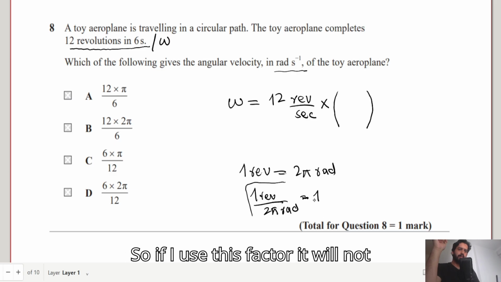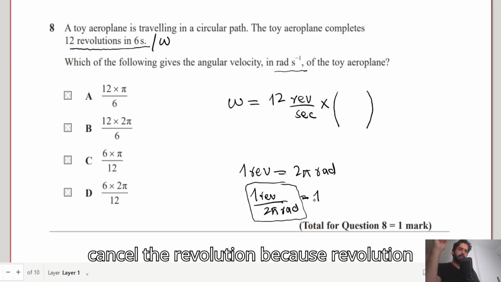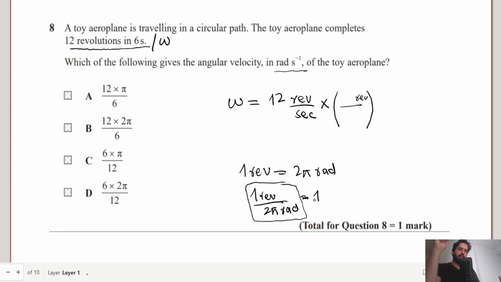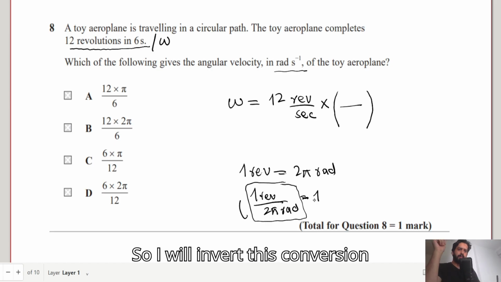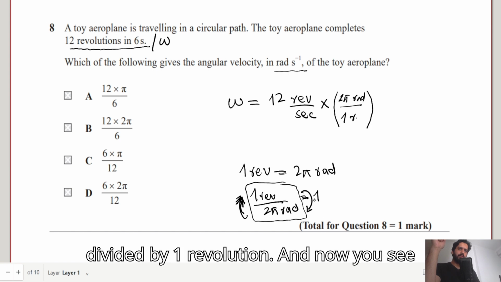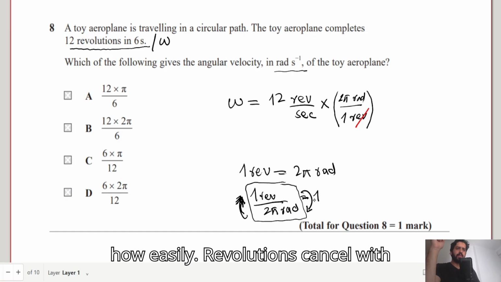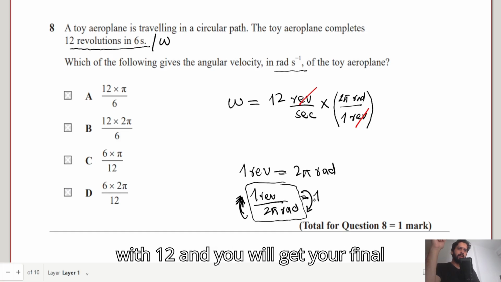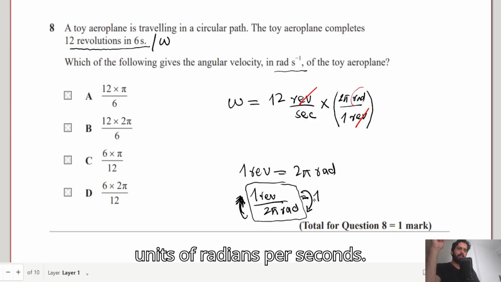So if I use this factor, it will not cancel the revolution because revolution is here. And if I write revolution here, they will multiply, they will not cancel. So I will invert this conversion factor. Now I will use 2 pi radians divided by 1 revolution. And now you see how easily revolutions cancel with revolutions. 2 pi will get multiplied with 12, and you will get your final units of radians per second.